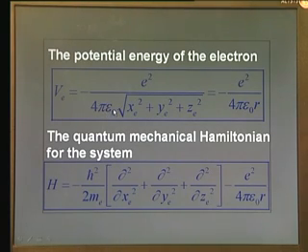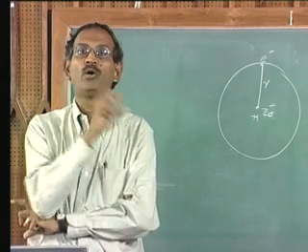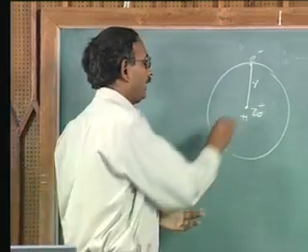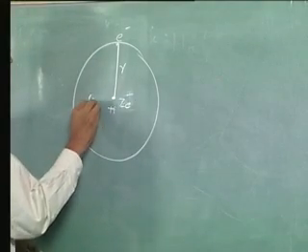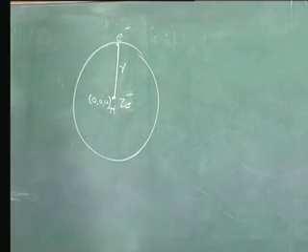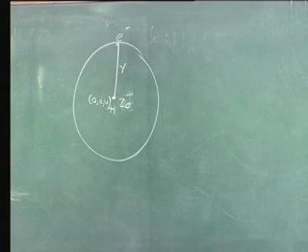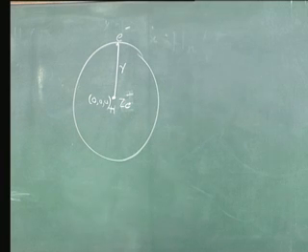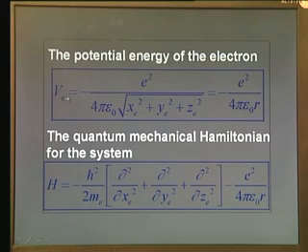Epsilon naught is the permittivity, but we will concentrate on what is under the square root. That is the distance r. If you imagine the electron to move anywhere on a sphere, and if you associate the origin of this coordinate system with the nucleus, the origin is right here, 0, 0, 0. With respect to that, the electron coordinates are x, y, and z. Then the potential energy of the hydrogen atom, the electron-nucleus interaction, is minus e square by 4 pi epsilon naught r.